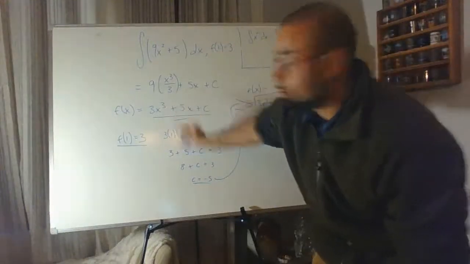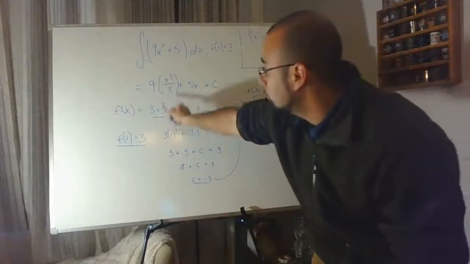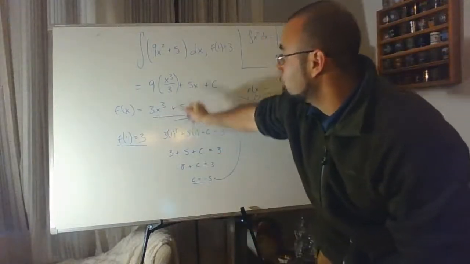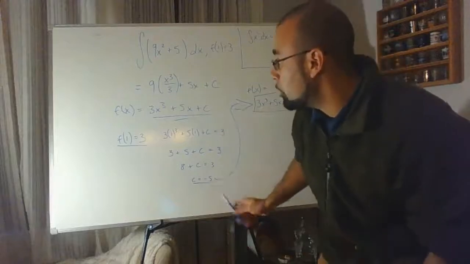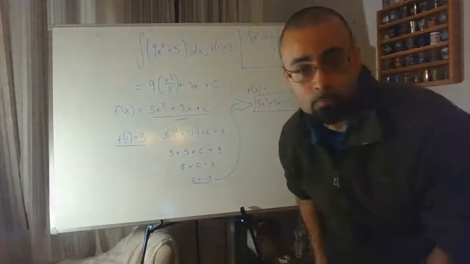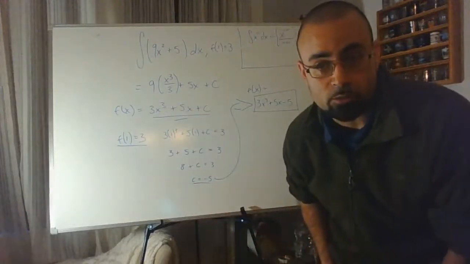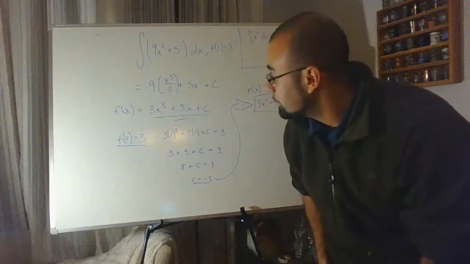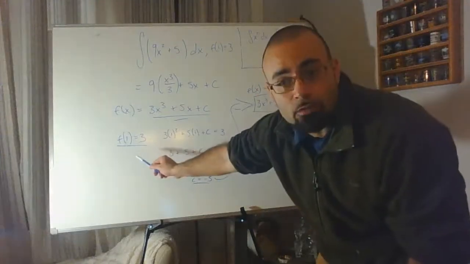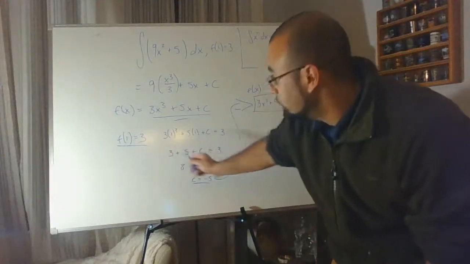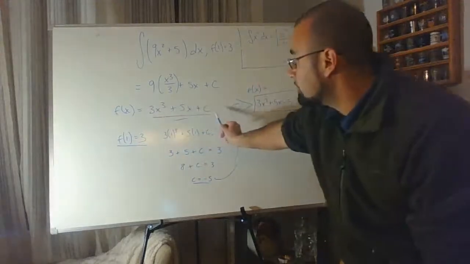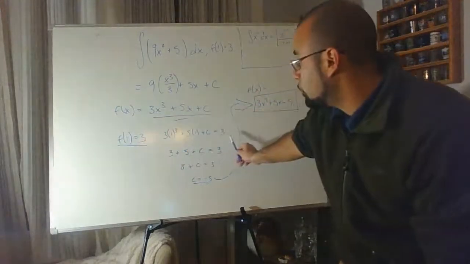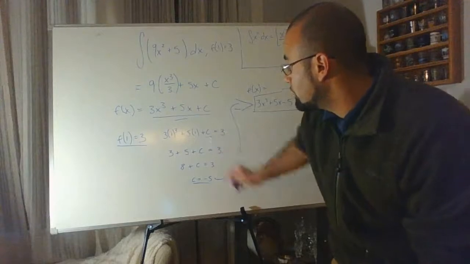So now the 9 and the 3 cancel out, become 3. 9 over 3 is 3. 3x cubed plus 5x plus c. Now we know that is f of x, right? The integral becomes the final function. So now we know that f of 1 equals 3. We can take that information to say that if I plug in 1 for all these x's, the final number would equal 3. So I can solve for c.